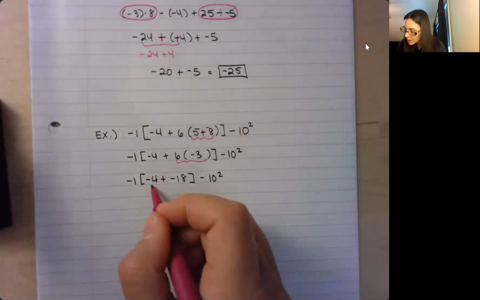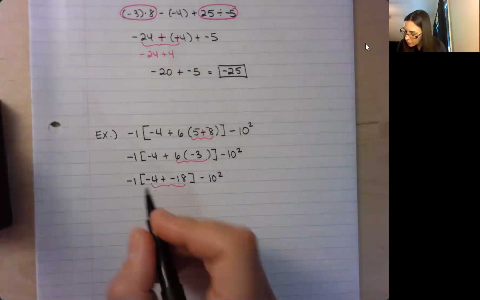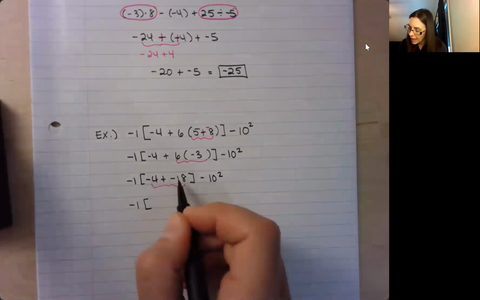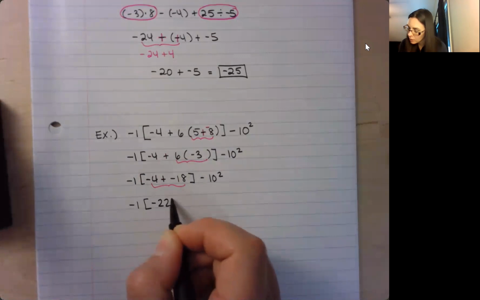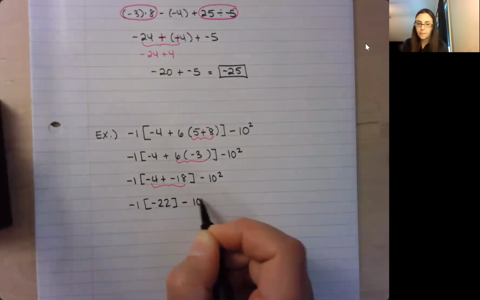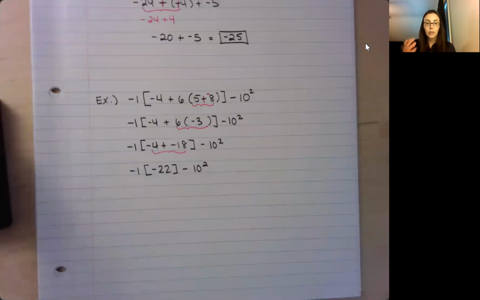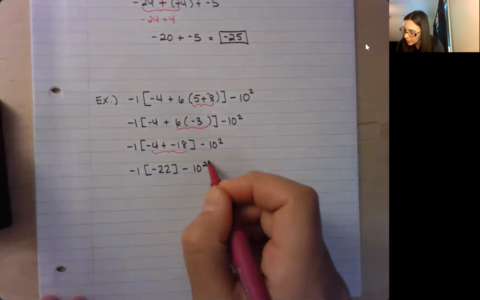Again, we've got to finish this piece here. So -1, and then I have -4 plus -18, same sign, so I'm just going to add them. I get -22. And now I've done everything I can on the inside of that bracket, so I'm ready to move on. After your grouping symbols come your exponents. So I am going to go ahead and do my exponent next.